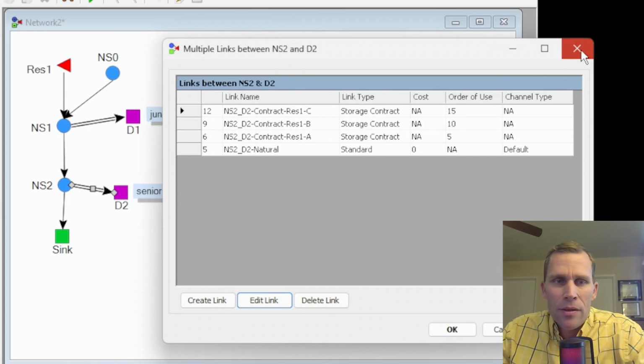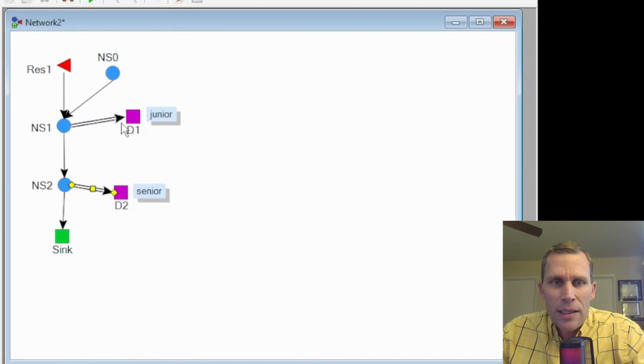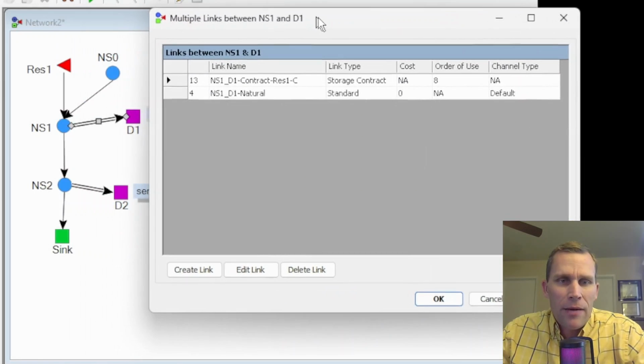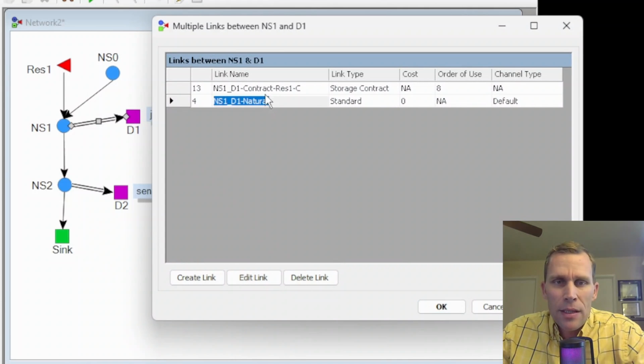Now I'm going to check out the links associated with the multi-link to D1. I'm going to right-click, Properties, and now I have 2 links. There's the natural flow link, and then what I'm calling Contract Res 1C associated with D1. Open the add up for edits.